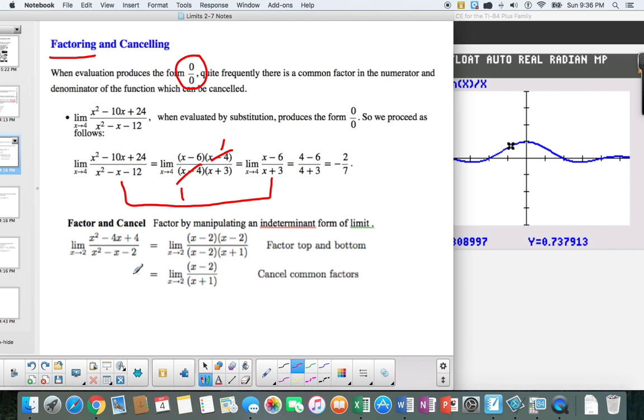Here's another example of, again, if you substitute in, you're going to get an indeterminate form. This is always what you should check first. We go ahead and reduce, and this expression has the same limit as this one. And if we substitute 2 in, we're going to get 0 over 3, and we know that that limit will be 0.